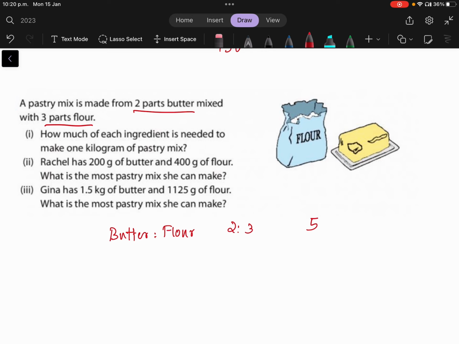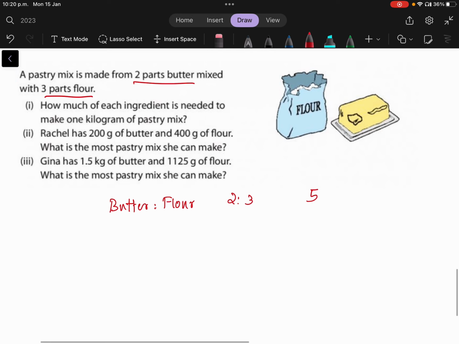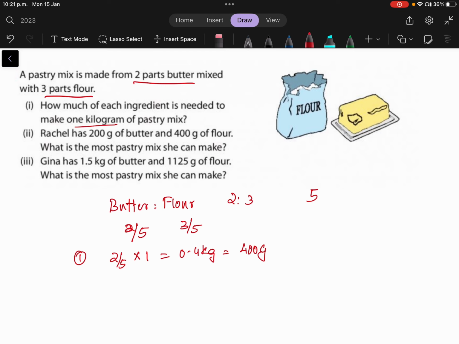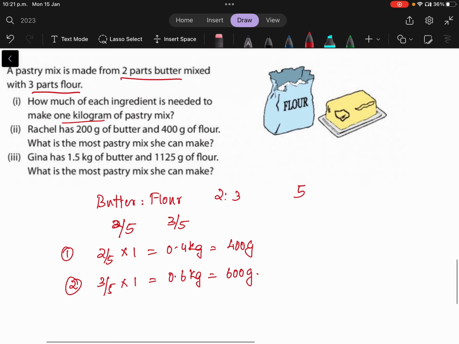Whenever you work with ratios, you have to find the total number also. So butter will be 2 over 5 and flour will be 3 over 5. If you see the first question, it is 1 kilogram of pastry mix. So 2 over 5 times 1 will be 0.4 kg, or 400 gram. And the second one is 3 over 5 times 1, which is equal to 0.6 kg, or 600 gram. Okay, this is the first question.